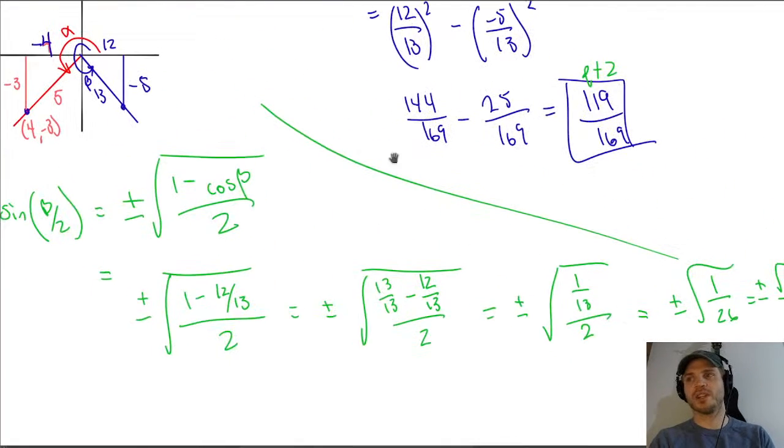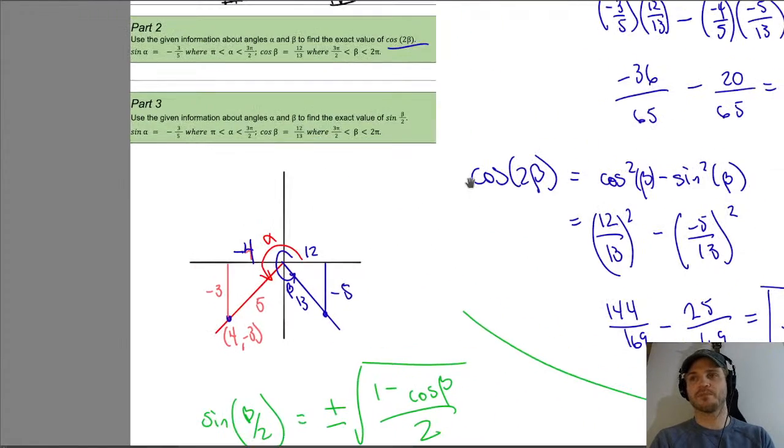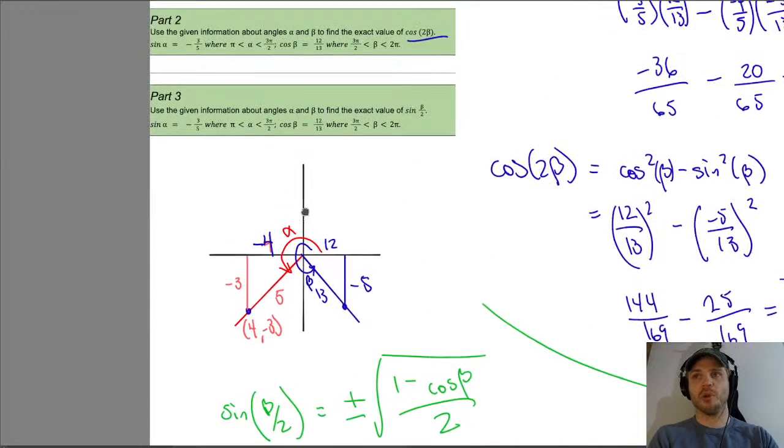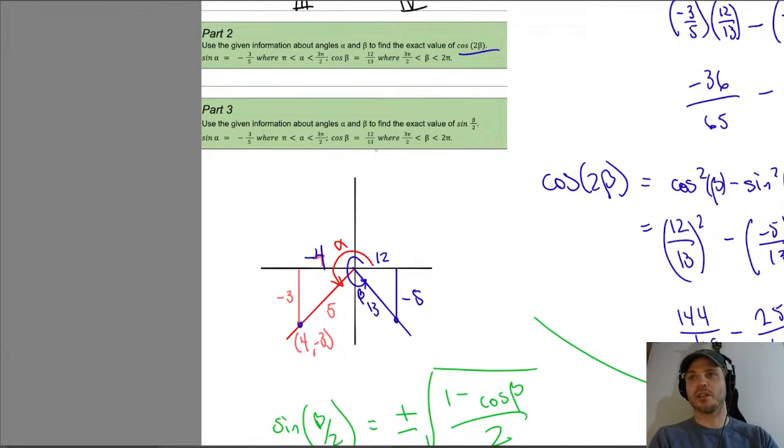Now we just have to figure out, are we positive or negative? So let's think. This is the sine of half beta. So we know that beta is in the third quadrant, and so we have to take half of that. But we don't know exactly where, right? We know beta is less than 3 pi over 2. And, oh no, it's in the fourth quadrant. So it's greater than 3 pi over 2 and less than 2 pi. So it's somewhere over here.